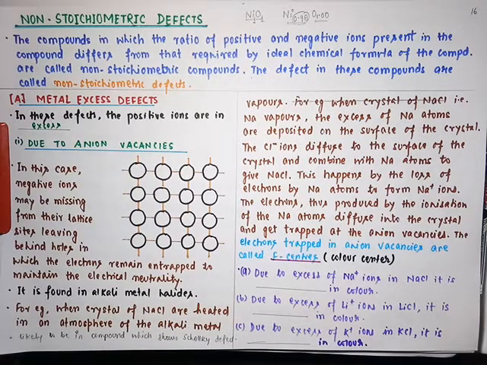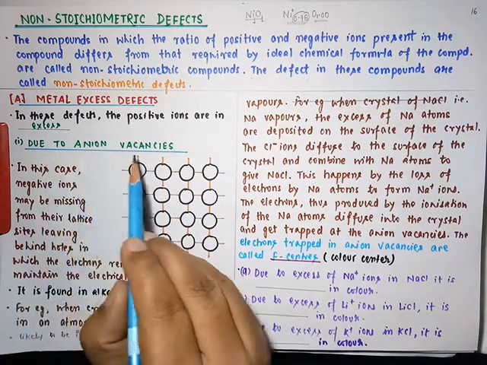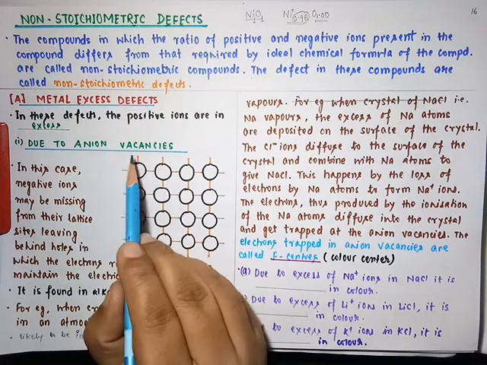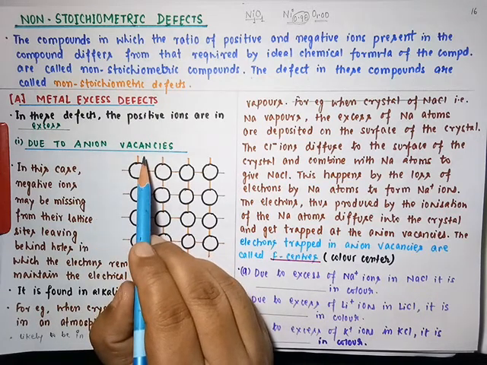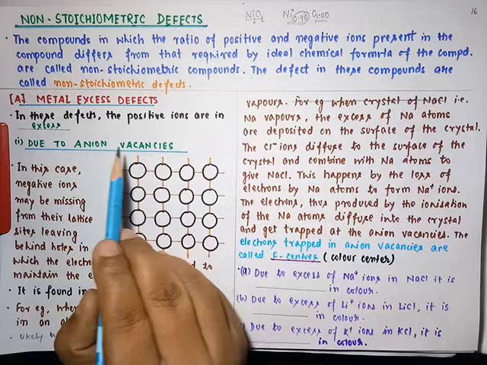This could be due to two reasons. Just check out these reasons, students. The first reason is when there is a lesser number of anions due to anion vacancies. If there is a lesser number of anions, certainly there will be more cations. So metal excess.